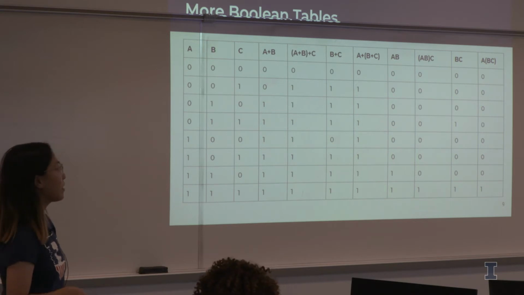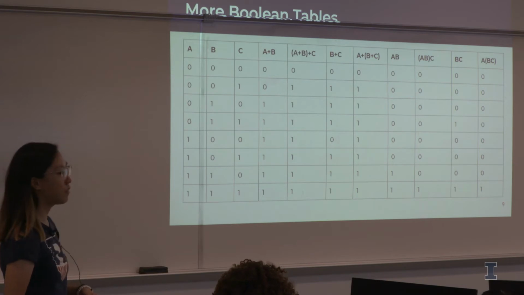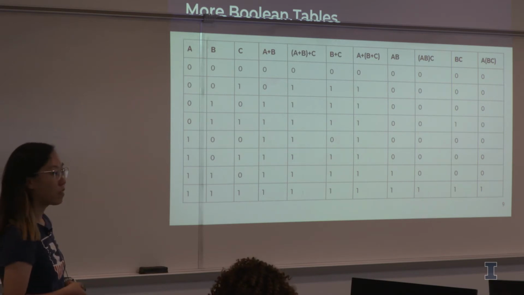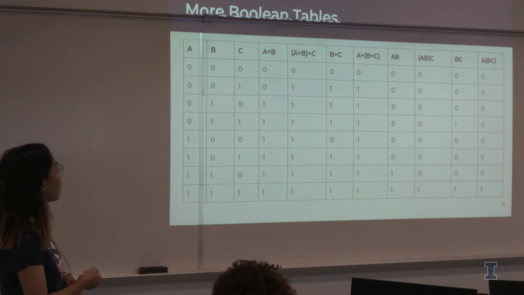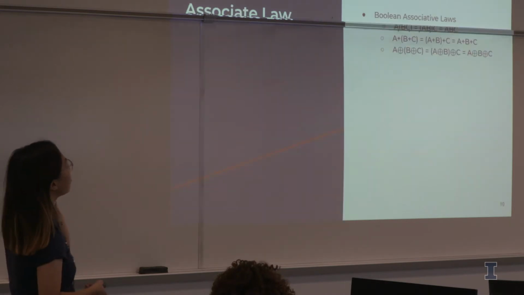Did anyone notice any patterns with any of these? The associative property, probably, right? So our 5th column and our 7th column have the same answers, as well as our last column and our 3rd to last column. So this is our associative property.